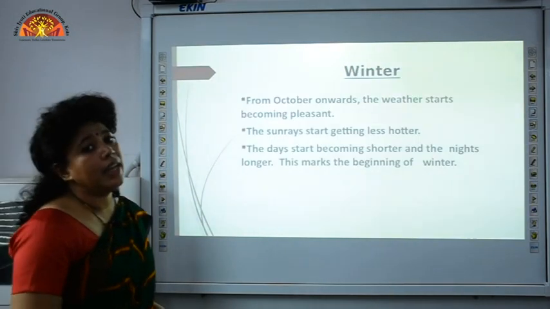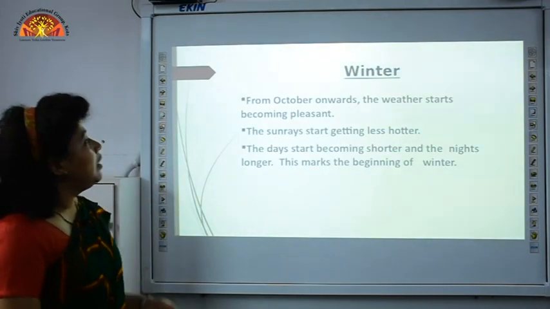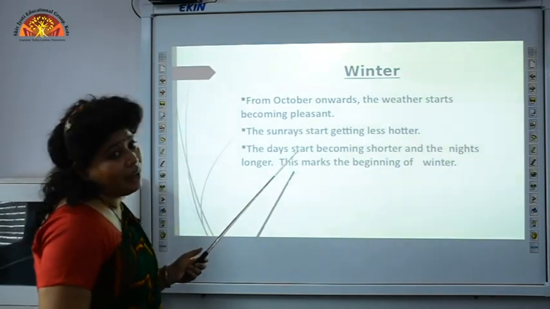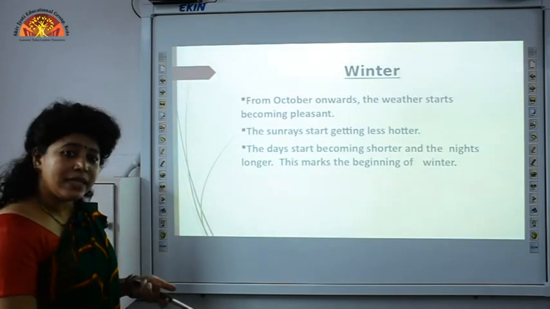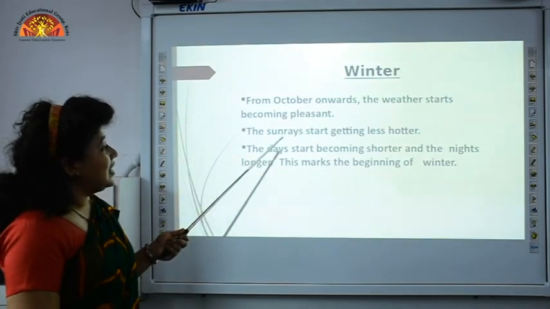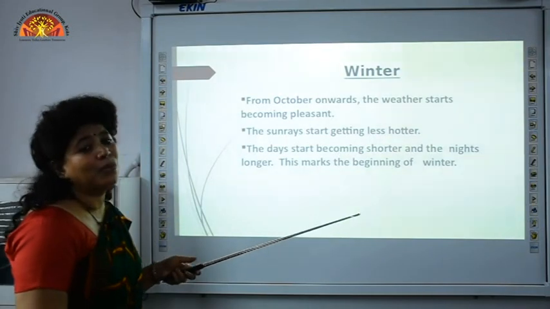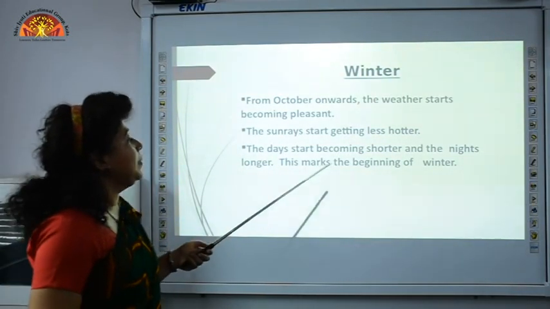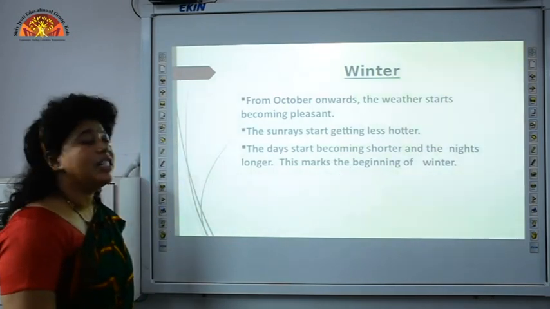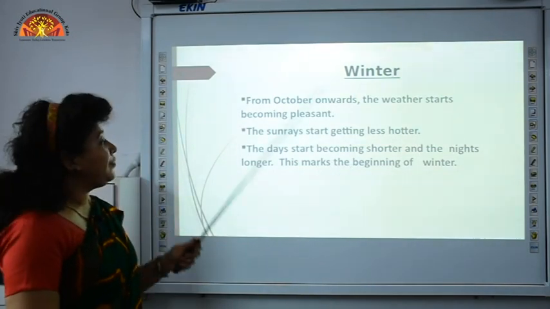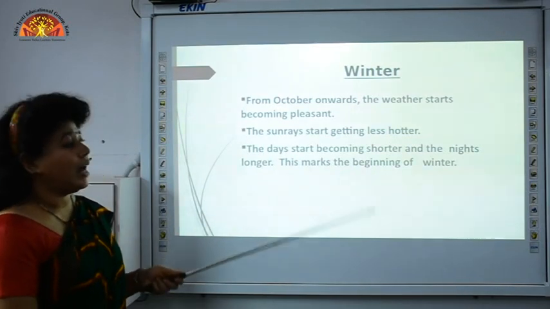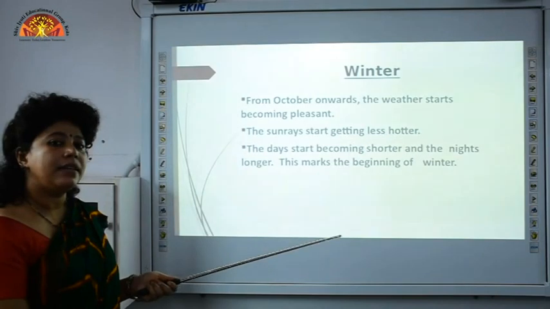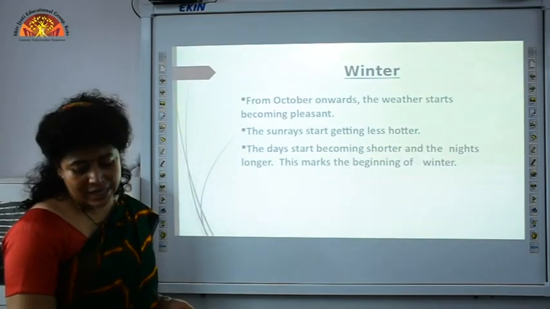Now let's take a look at winter season. Winter season starts from October onwards and the weather starts becoming pleasant. The sun rays start getting less hot. हमको गर्मी कम महसूस होने लग जाती है. The day starts becoming shorter and the nights longer. दिन छोटा होने लग जाती है और रात बड़ी होने लग जाती है. This marks the beginning of winter. इससे winter शुरू हो जाती है.